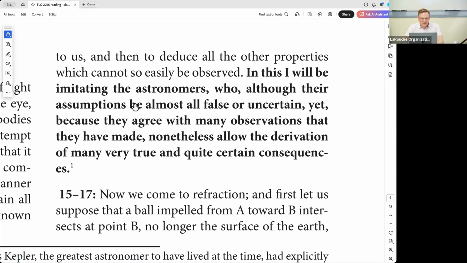Well, look, what's Descartes saying here? He's saying, okay, astronomers, even if everything they think is actually wrong, yet because they agree with many observations, they're still helpful. Descartes is saying astronomers don't know why the planets move. Their only standard is, does their formula, does their hypothesis tell you where you're going to see that red dot in the sky in 2 months? Pathetic, right? Kepler showed that this was totally wrong.